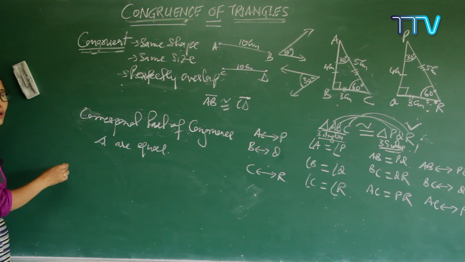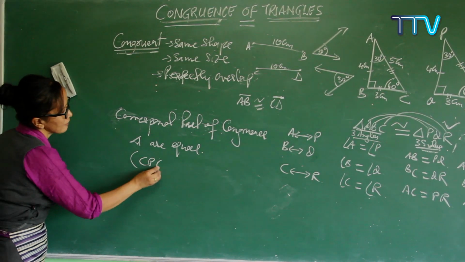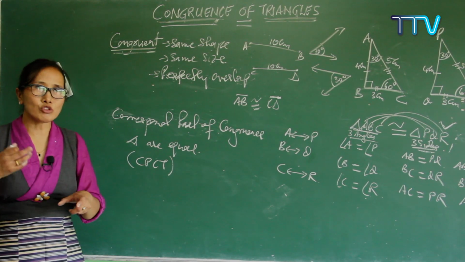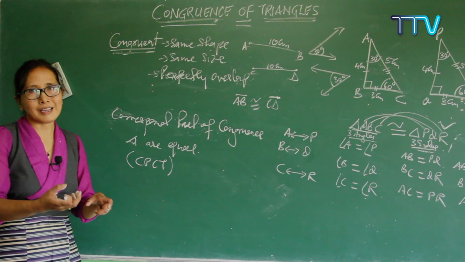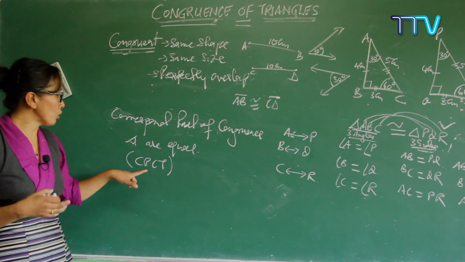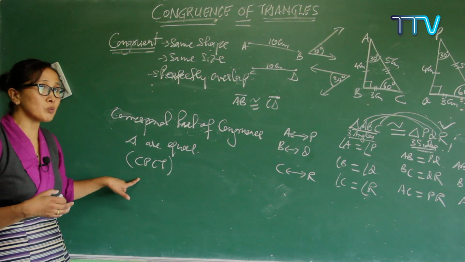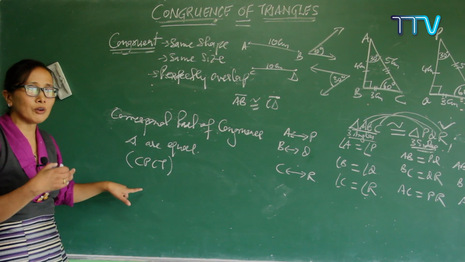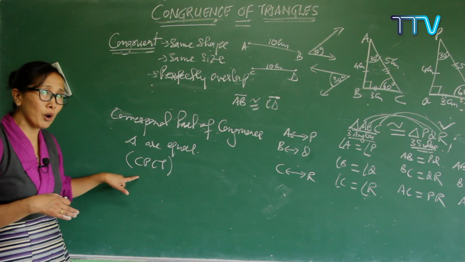In short form you are writing it this way: CPCT. This is also very important when you solve the exercise, when you show and when you prove all the exercise regarding this one. You have to know this clearly. When you have to use this, CPCT, this is the short form. You are not writing all those things. You are always writing in a short form in your answer.